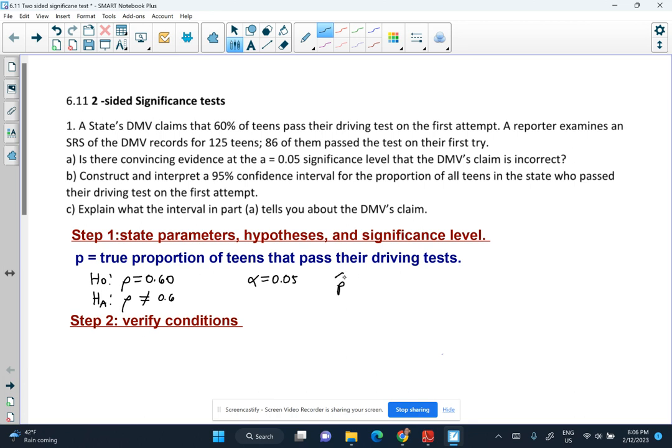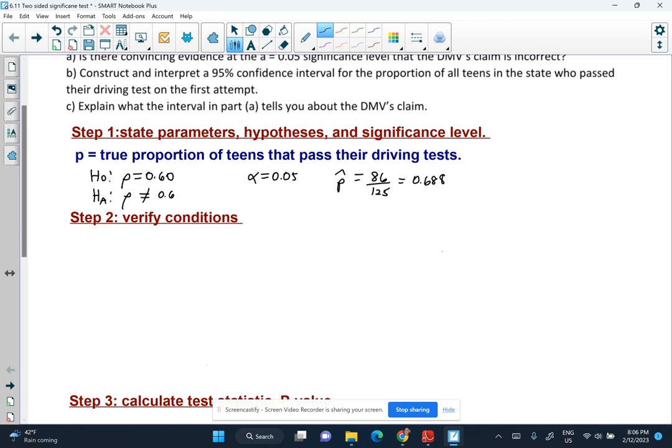And it's a good idea, even though it's not mandatory, to write out the statistic, which is p hat: 86 divided by 125 is 0.688. Okay. Next, we verify the condition. So again, because it's a not equal, we're going to conduct a two-sided test.